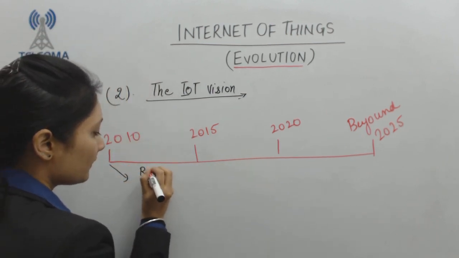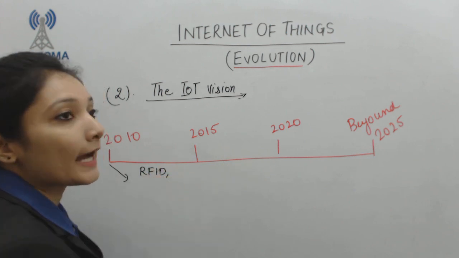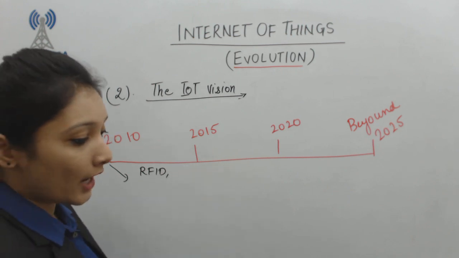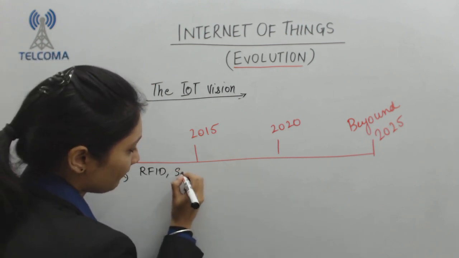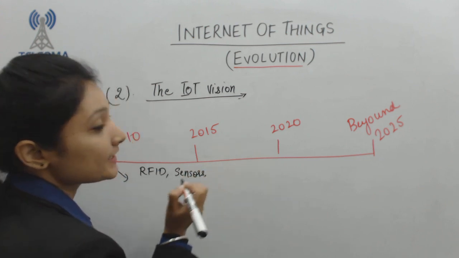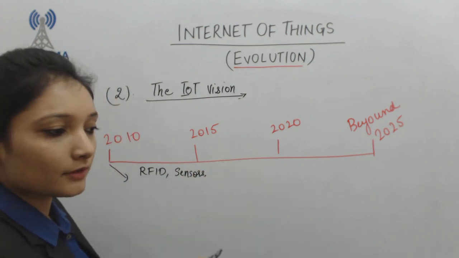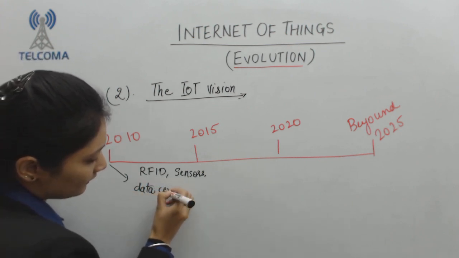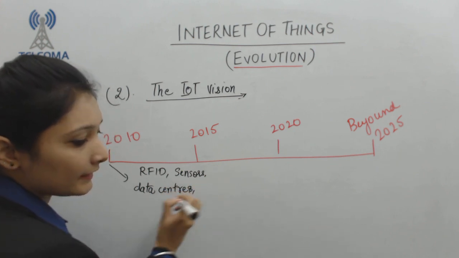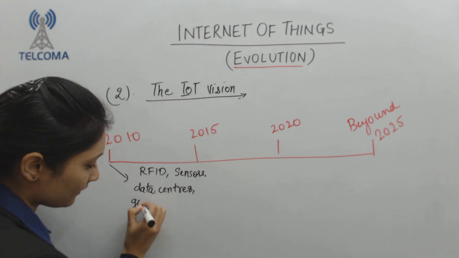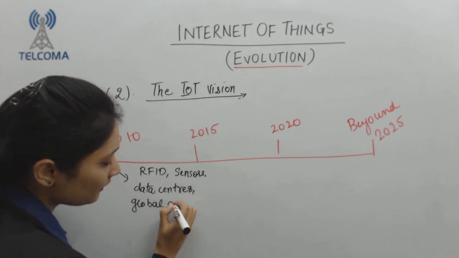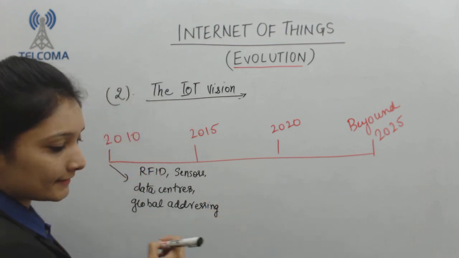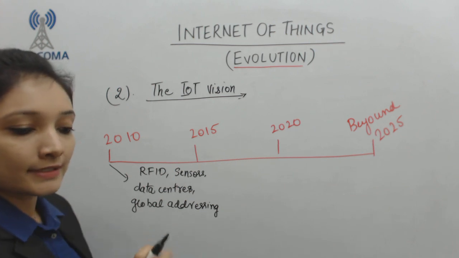centered around the focus on radio frequency identification tags, because that's a main enabling technology for IoT. And then the sensors, which will be able to capture real-time data. After sensors, the data centers, and the global addressing solution, that is IPv6. Up to 2010 here.